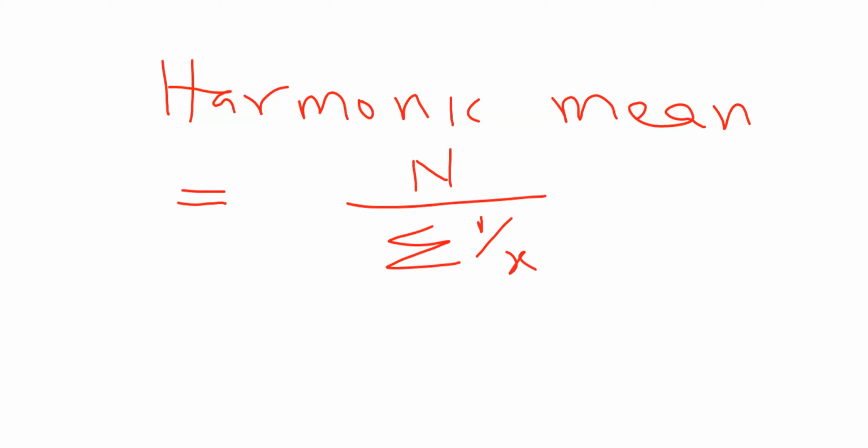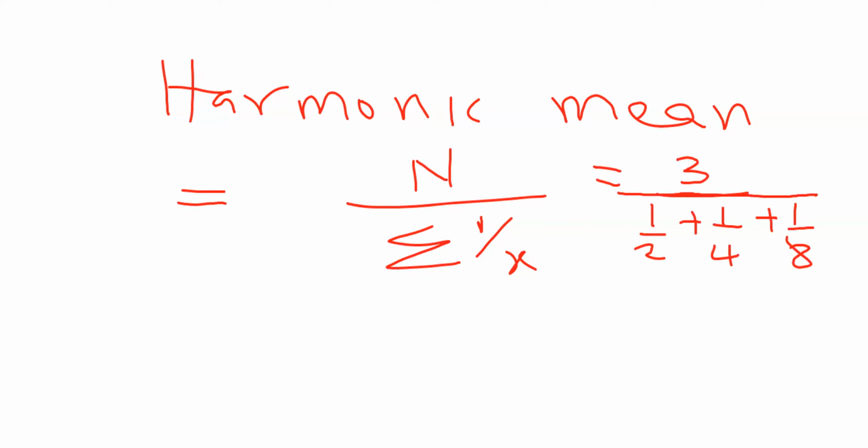And each of the numbers is 2, 4, 8. So we take the inverse, 1 over x, where the variable is 2. But assuming there is a frequency, that 1 will now be f over x. For instance, this is 3 as n, all over 1 over 2 plus 1 over 4 plus 1 over 8. So that's the meaning of the sum of the inverse of the variables.